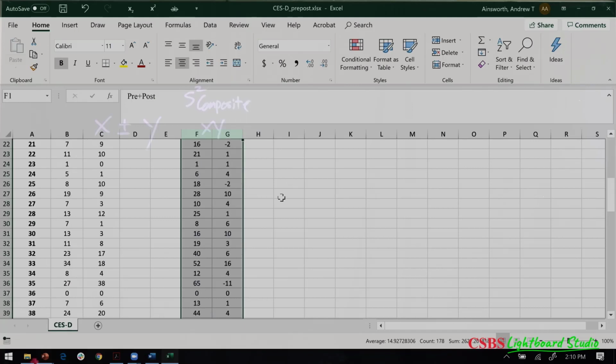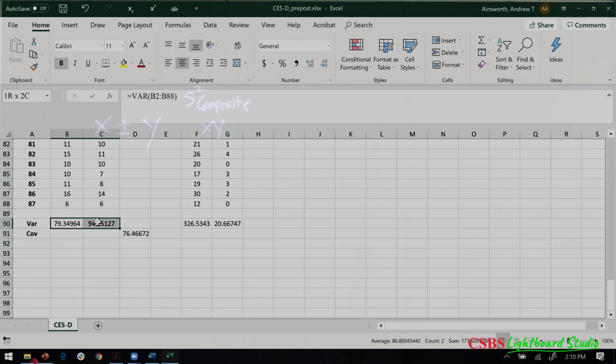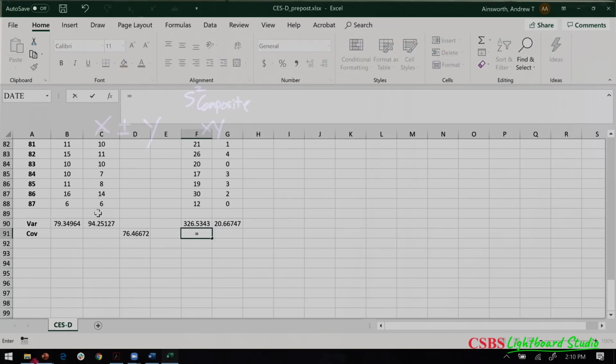But we should be able to roughly estimate them by the variance sum law. So here are my two variances. The law says that if I'm adding these two together, I should add up their variances and then add in 2 times their covariance. All right, so let's see if that works. Equals this plus this plus 2 times that. Look at that.